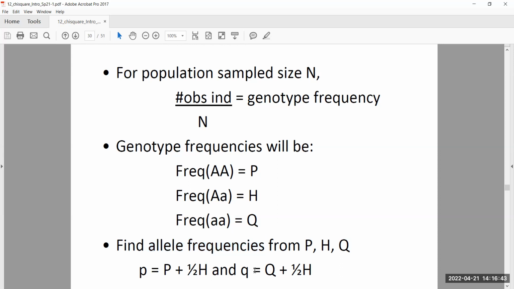And then similarly, we're going to find the frequency of the little a allele. We're going to call it q, and we're going to take capital Q plus 1/2 capital H, right? And little p plus little q should equal 1. All right, so we had a count of individuals of each genotype. We converted that into a genotype frequency. And then from the genotype frequencies of the observed individuals, we're going to find the allele frequencies.